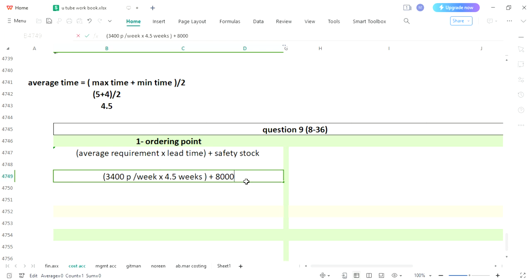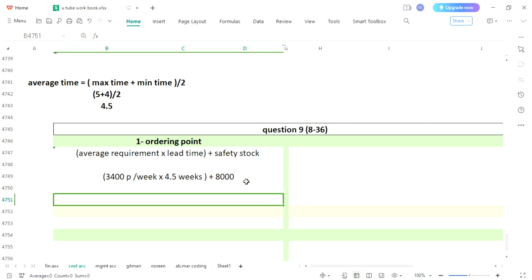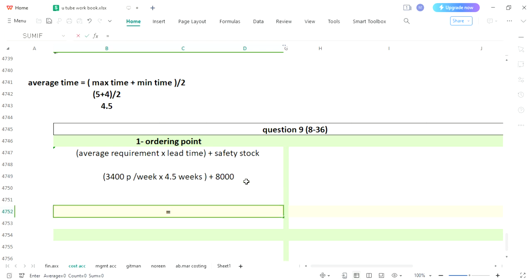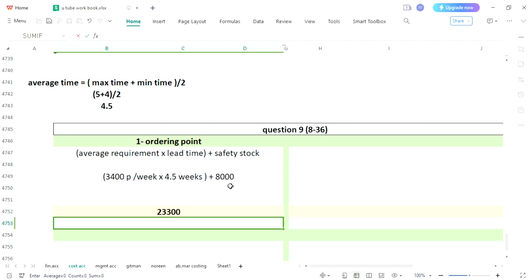So everything has been completed. We are now ready to put it on our calculator, and what you will do is open your bracket, 3,400, and you will be multiplying it with 4.5, close your bracket, plus 8,000. So please follow this formula: 3,400 multiplied by 4.5 and then plus 8,000. So we have got 23,300.